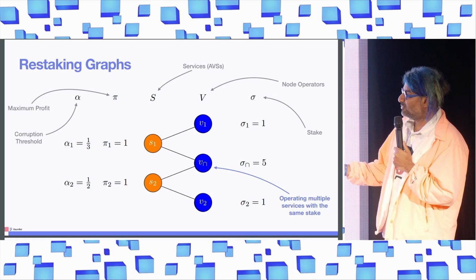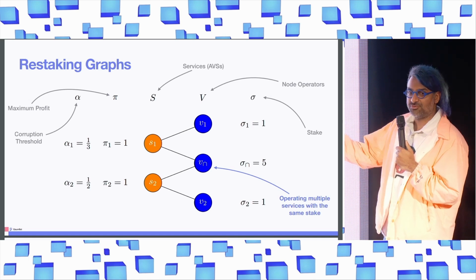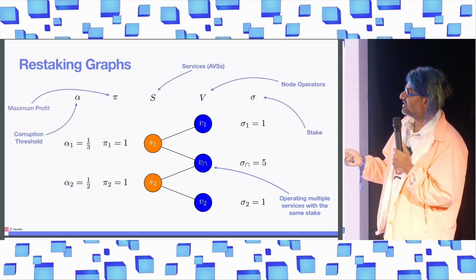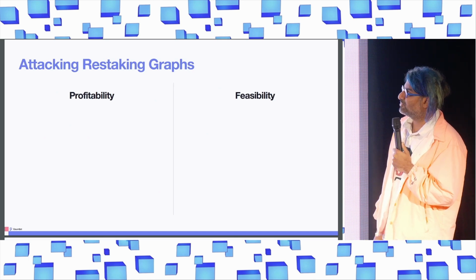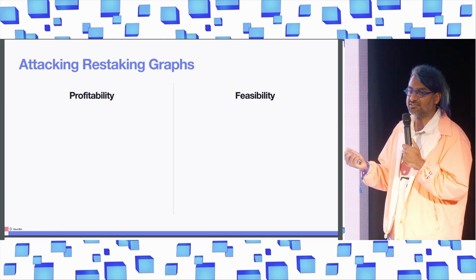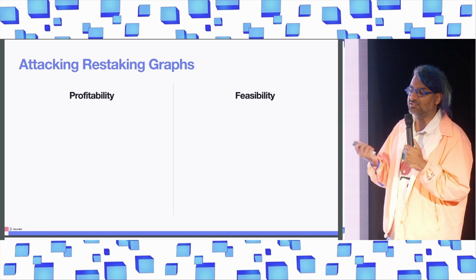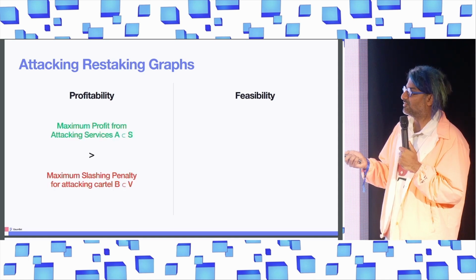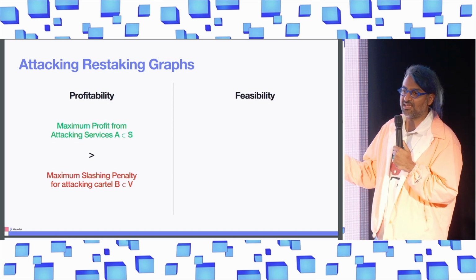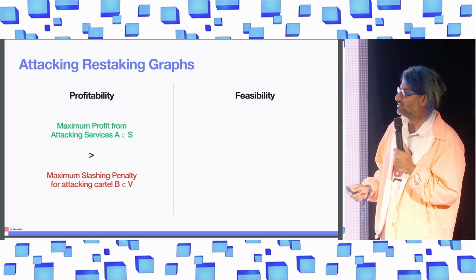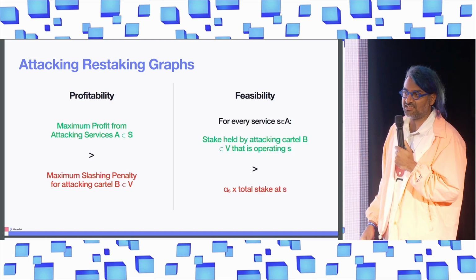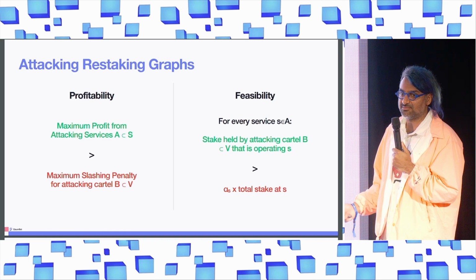Okay. So now we have this sort of matching market. These node operators choose services. They try to do this in some way. But what does it mean to attack one of these things? Well, there are two real things you have to consider. The first is profitability. If I attack a set of services, what is the worst case profit I could get? This is saying the total profit from attacking a subset of services is greater than the maximum slashing penalty from any attacking cartel. The second is feasibility. This attacking cartel needs to have enough stake. If they have too little stake, they can't actually attack the system.